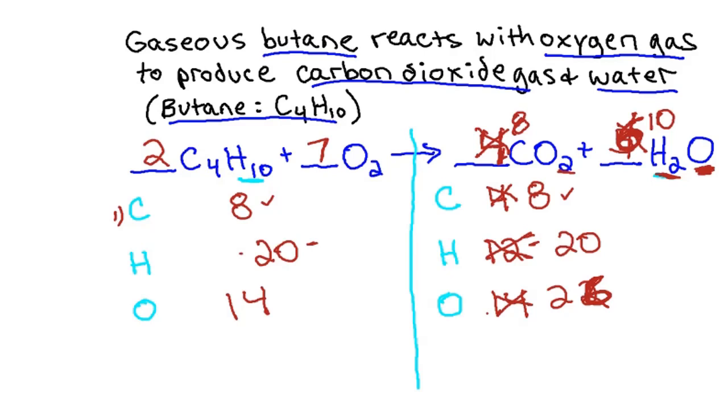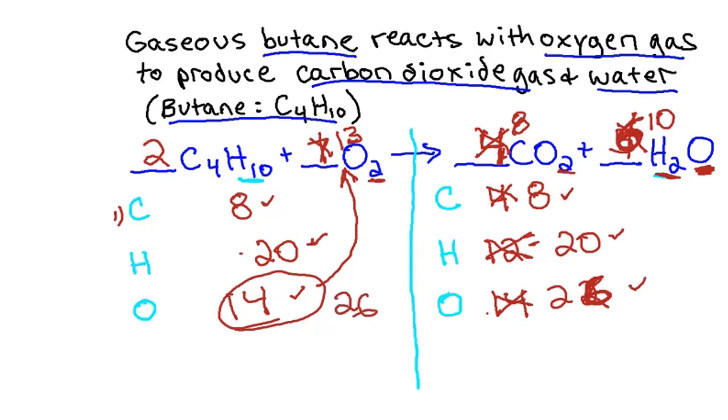So now we have 8 carbons on the left, 8 carbons on the right. 20 hydrogens on the left, 20 hydrogens on the right. 14 oxygens on the left, 26 oxygens on the right. So how do we change this 14 into 26 oxygens? Well, look, the good news is that oxygen is all by itself. So if we just change this 7 to 13, 13 times the 2 in the O2 equals 26. So that's going to change the oxygen to 26.